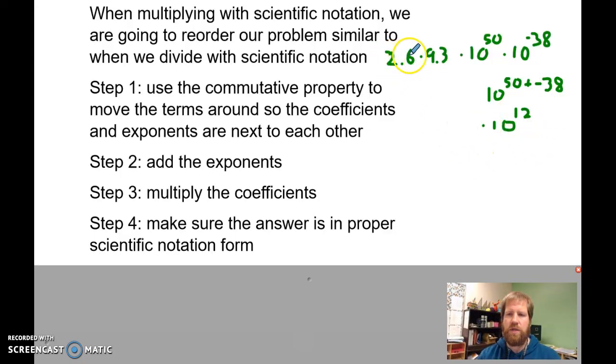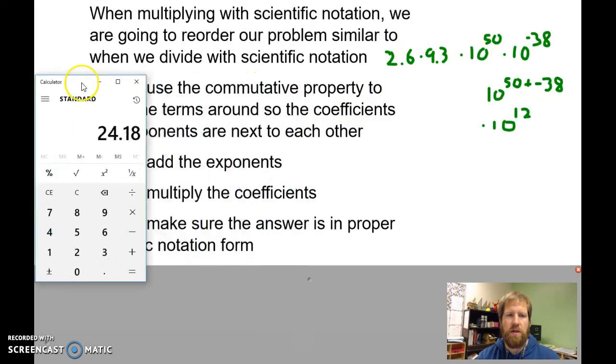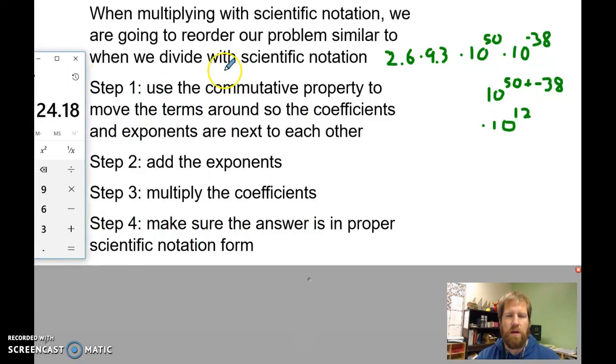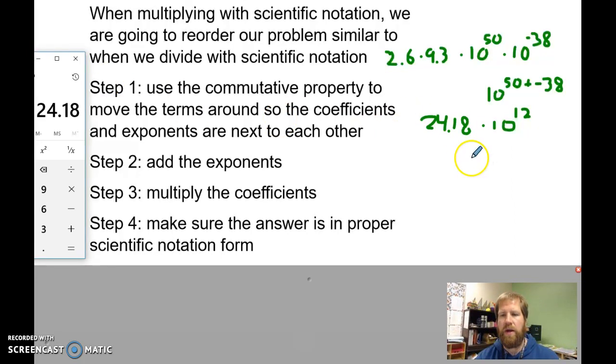And then over here I have 2.6 times 9.3, and that is a problem that you can totally use your calculator for. In fact, I advise you to do these kinds of problems on your calculator. It's just going to be easy to get those, but if you try to do the whole problem on your calculator, it's going to spit out an error. And then I've got 24.18. I think, yeah, 24.18. So I've got my two answers.